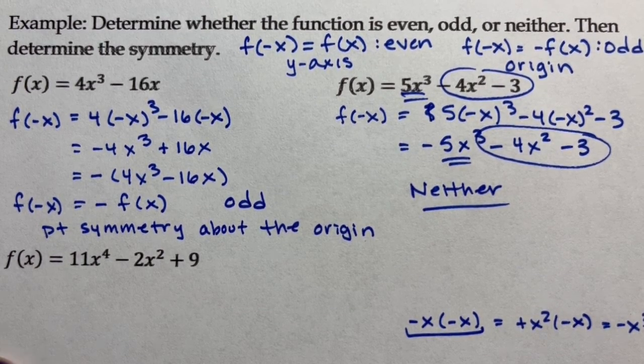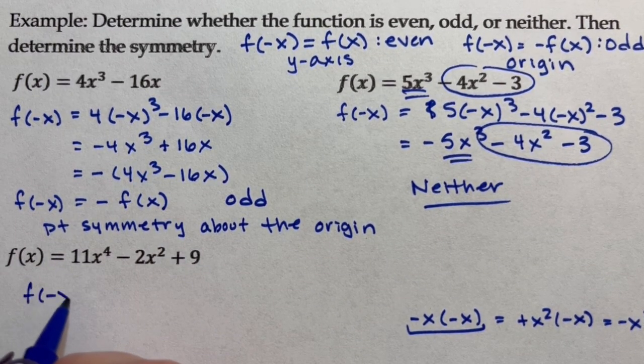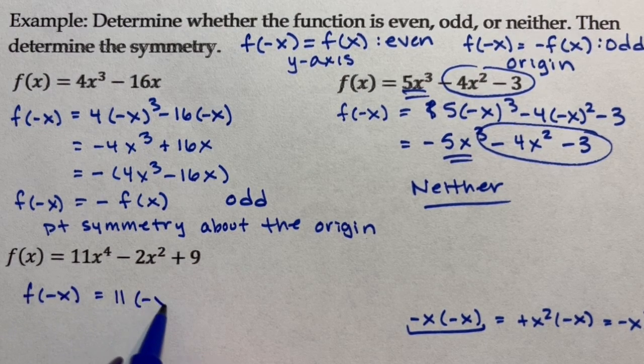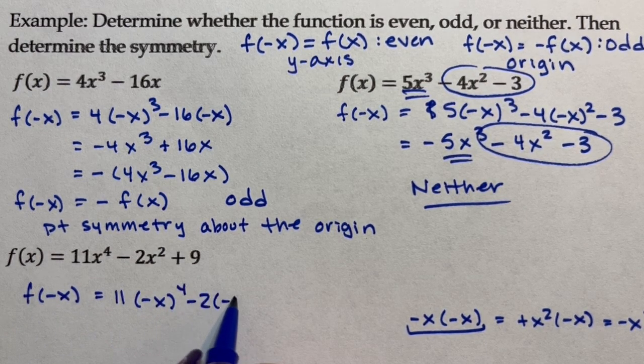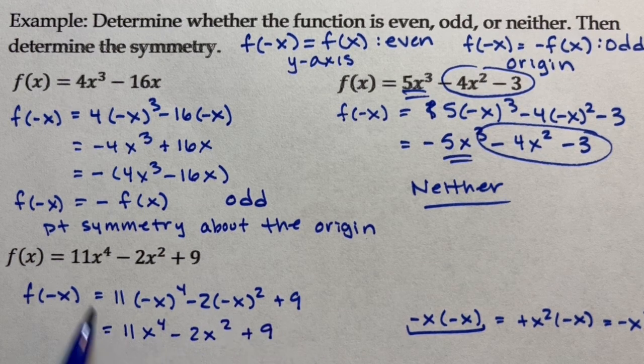All right, so we have one left. So f of negative x equals 11 times negative x to the 4th minus 2 times negative x squared plus 9. We already know 2 of them become positive. If we did it again, we would have x squared, which is positive, times x squared, which is positive, so this is going to become positive 11x to the 4th, minus 2x squared plus 9. That's what we started with, so this is just f of x.